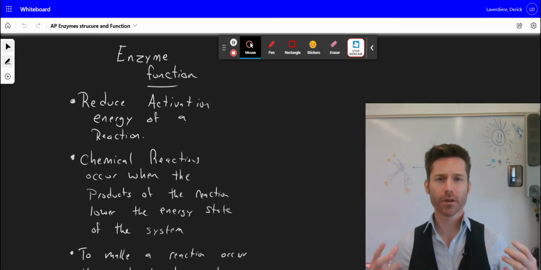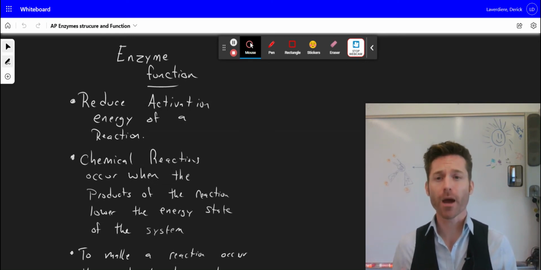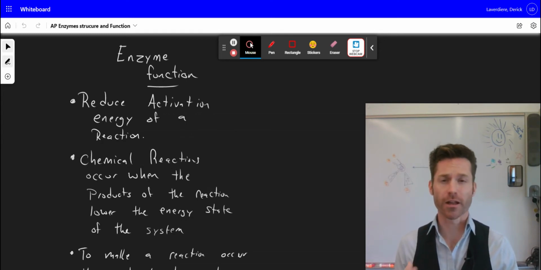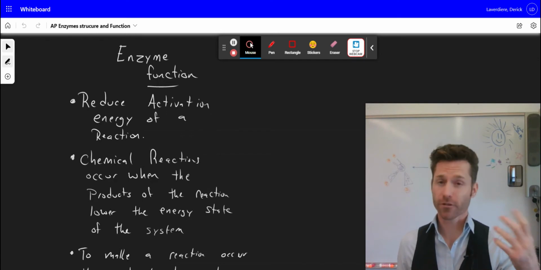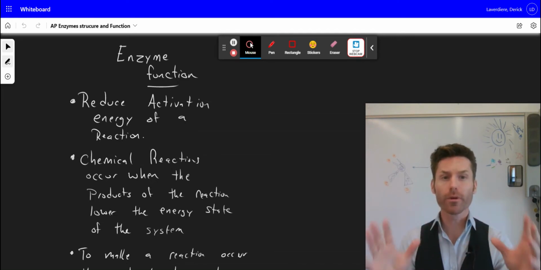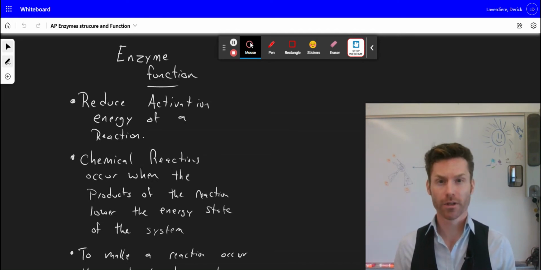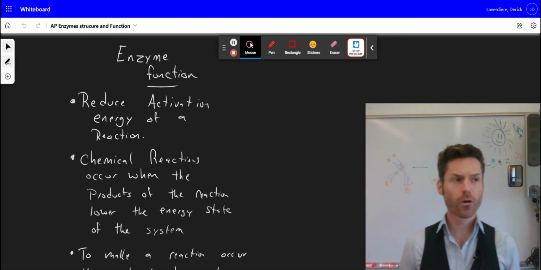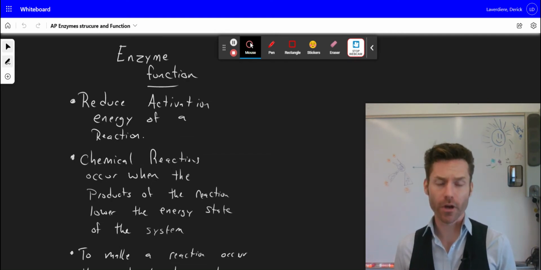And enzymes speed up the rate of reaction by reducing the activation energy of the reaction that it's involved in. As a reminder, it is a catalyst, right? So it is not being used up in the reaction itself. So a little bit of enzyme goes a long way because they do the reaction, they go find other substrates, they do the reaction, they go find other substrates, and they can just keep on working. And so in order to understand enzyme function, we have to think a little bit about how chemical reactions work.